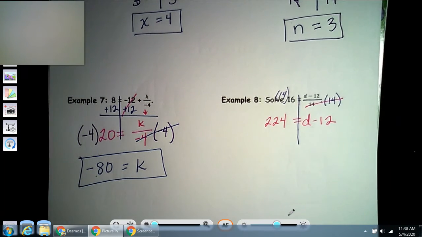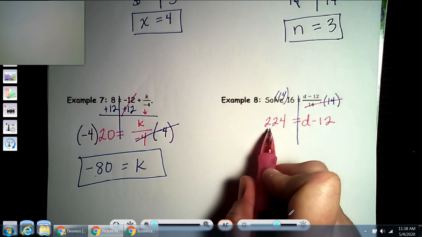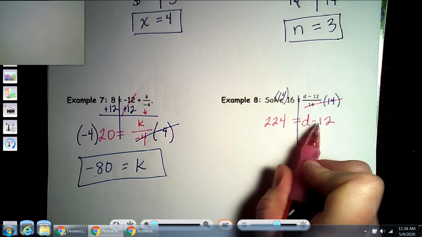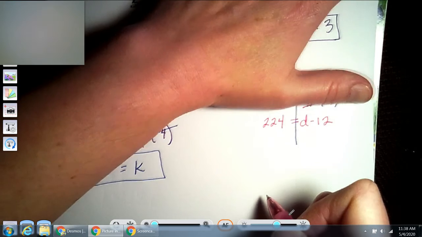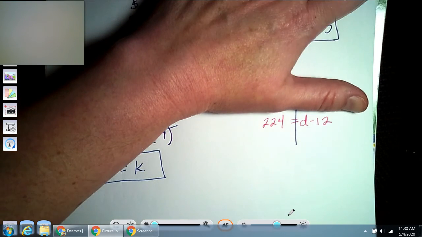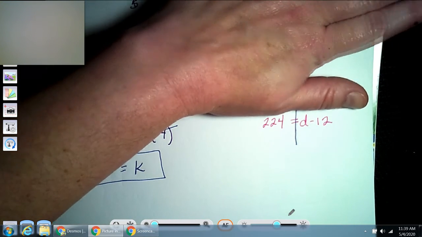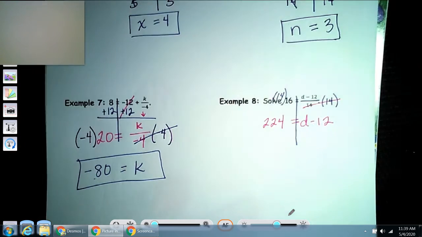And no, I did not do that real fast in my head. I totally used a calculator when I went through my practice run on the notes. 224 equals d minus 12. So now this looks a lot nicer. It's a lot less intimidating. So we can stop stressing about that fraction that we saw.